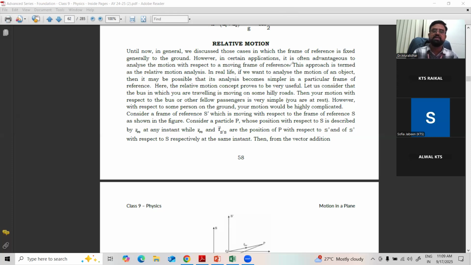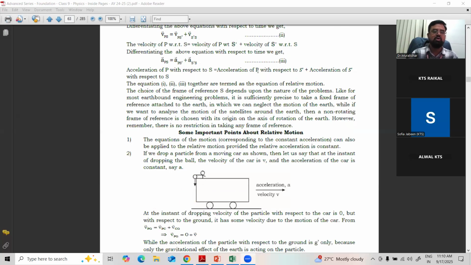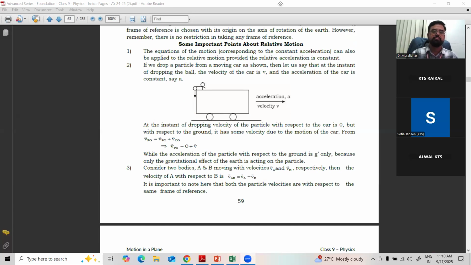So until now, we discussed those cases in which the frame of reference is fixed, generally to the ground. However, in certain applications, it is often advantageous to analyze the motion with respect to a moving frame of reference. Till now, what we have done is from ground to ground or from height to ground, there is no motion of the frame. But here we are taking the frame as moving. The equations of motion corresponding to constant acceleration can also be applied to relative motion, provided the relative acceleration is constant.